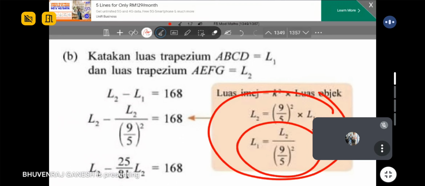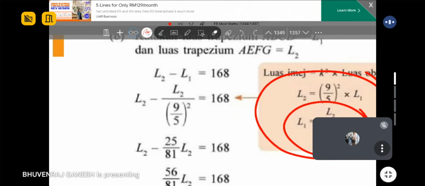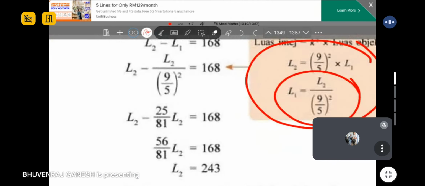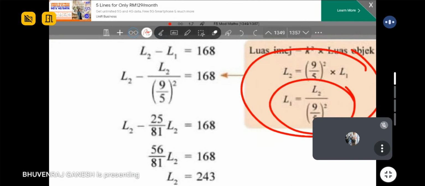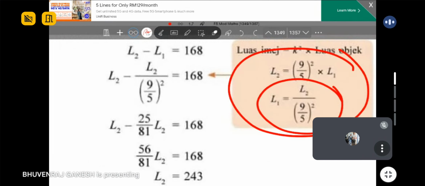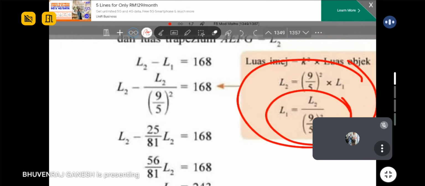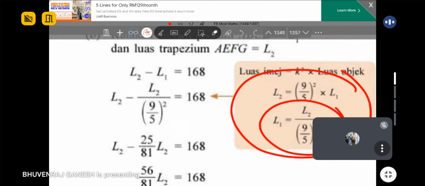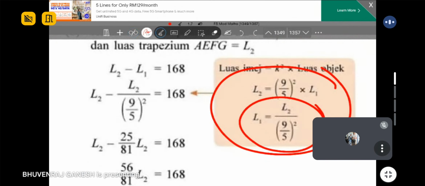That is the concept. So you express L1 in terms of L2. Kamu ungkapkan L1 dalam sebutan L2, so that you can substitute here. When you substitute, you can solve the equation. Selesaikan. So you will get L2 equal to 243. Can you all get it? This question is a bit higher level because you have unknowns. Kamu ada banyak yang tak tahu. So you must know how to solve it.